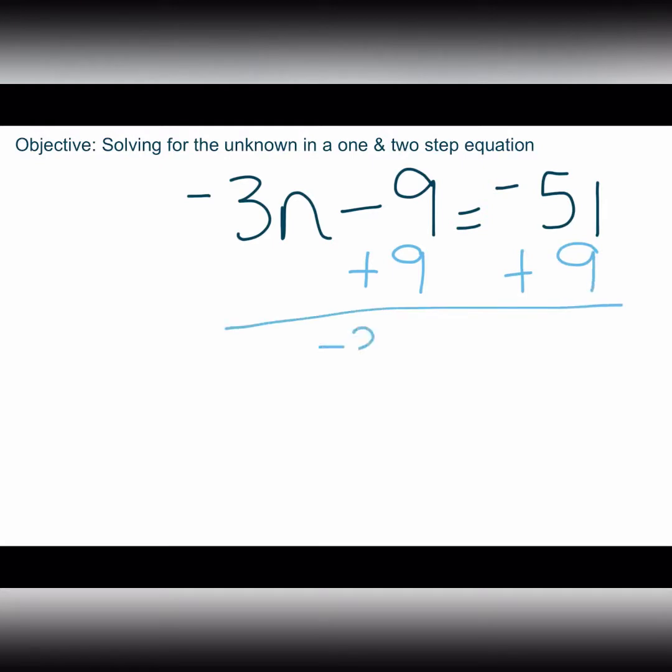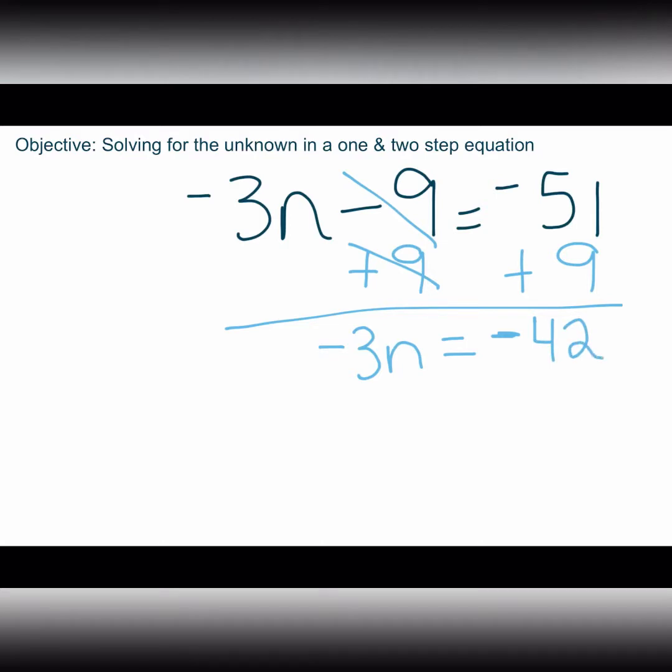So then we're left with negative 3n. Okay, we need to be careful here because this is negative. We have more negatives because we have negative 51 plus 9. So our final answer will be negative. And then 51 minus 9 is 42.